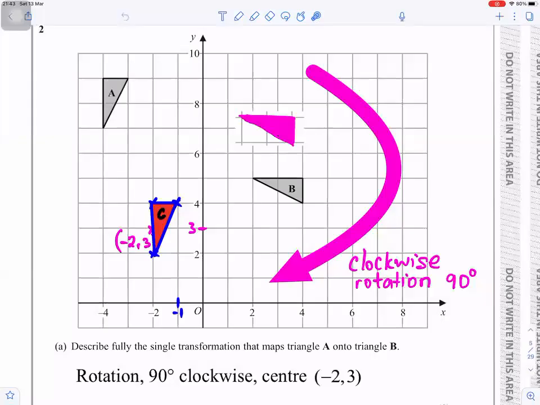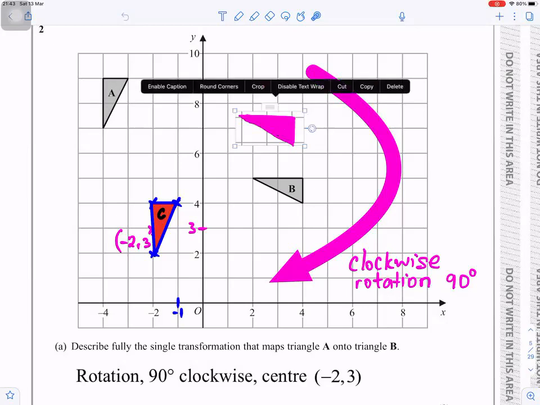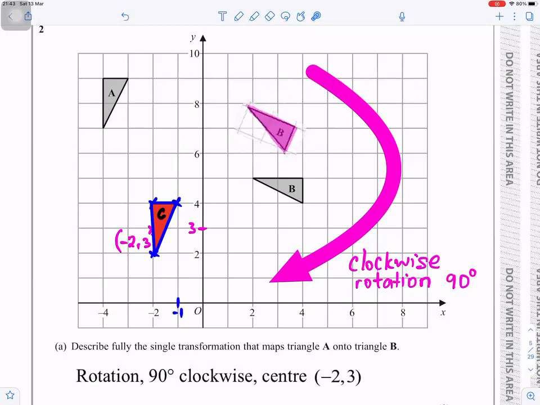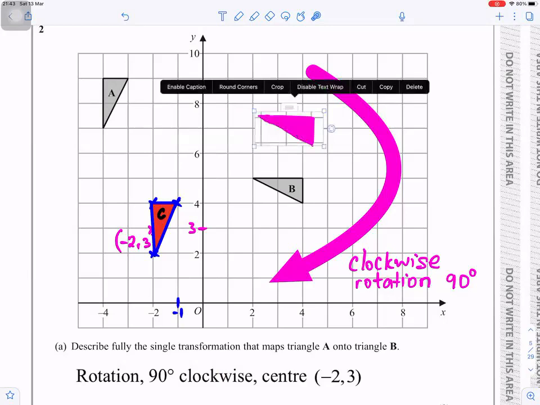Question 2a. Describe fully the single transformation that maps triangle A onto triangle B. It is a rotation clockwise, and the center is minus 2, 3. If you see that I've drawn an extra one there and colored it in pink, you can see the rotation. Imagine we started, can you see it? I'm moving it there. So that is B there.